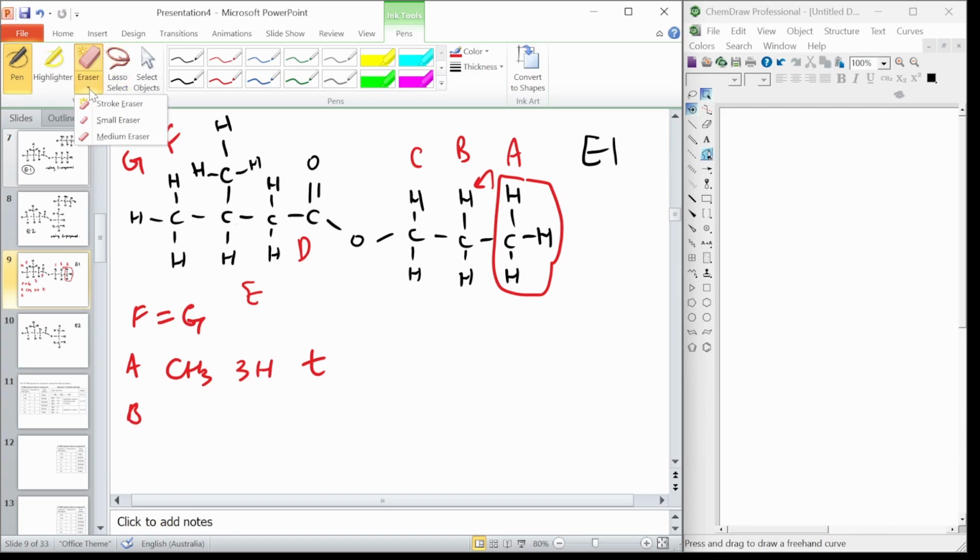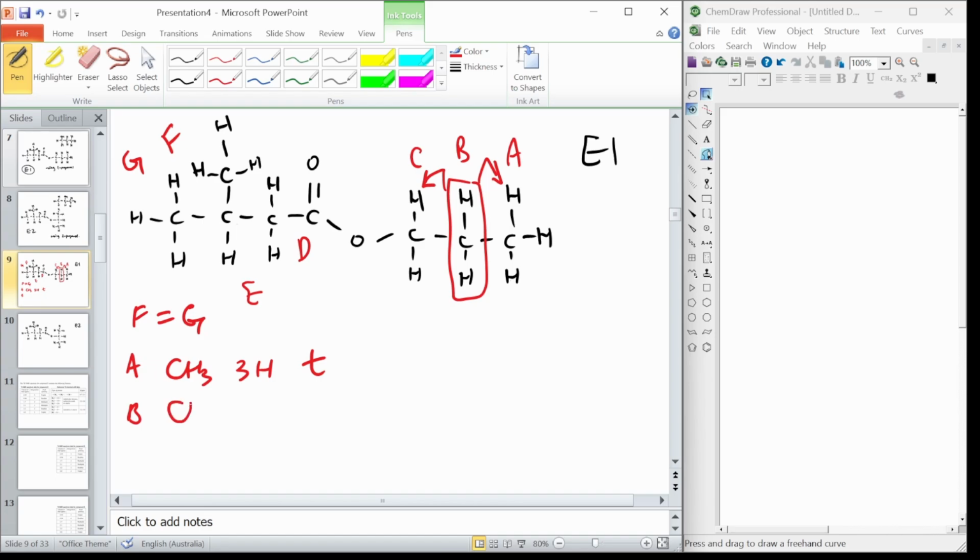B is going to see A and is going to see C. So let's do that first. CH2, 2H. So when B sees A, it sees a quartet, and when B sees C, it is going to see a triplet. We can combine those two to say that it's a multiplet.